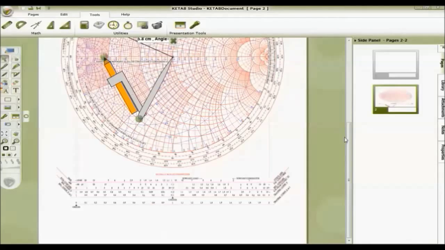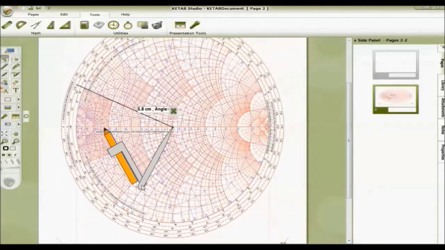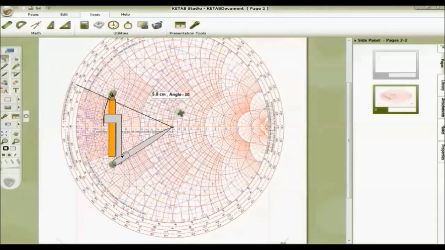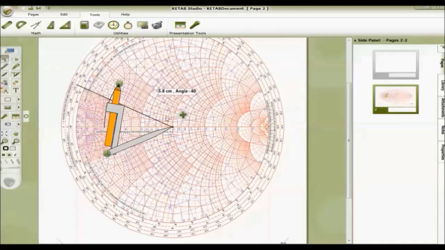Now for the source, we do the same as for the load, but going up the upper half of the admittance circle, we add a parallel inductor, and going down, we add a series capacitor.